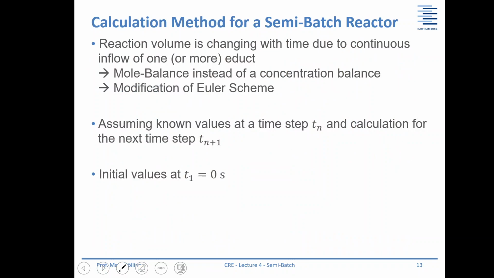Okay, but how can you do this? How can you calculate such a semi-batch reactor? What is new to it? The reaction volume is changing with time due to the continuous inflow of one or more educts. So this means we will use a mole balance instead of a concentration balance, and this means we have to modify our Euler scheme. I think you already learned how to use the Euler scheme for the autocatalytic reaction, and now we have to slightly adapt it.